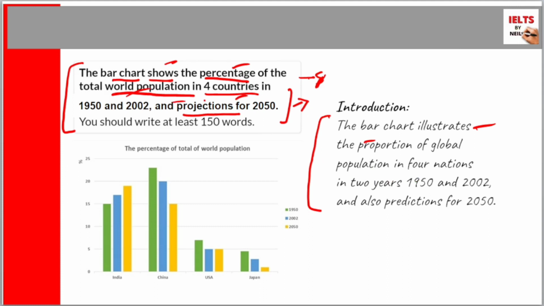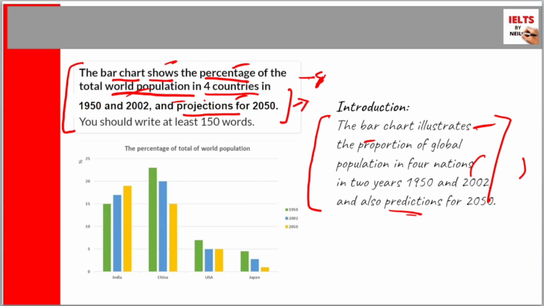And finally, predictions. Okay, so see, the bar chart illustrates the proportion of global population in 4 nations in 2 years, 1950 and 2002, and also predictions for 2050. So we have written all the information which is given in the question, and we have made our introduction. There's one more thing you can do: while writing 4 nations, you can write the names of the 4 countries in brackets: India, China, US, and Japan. That is also allowed, and using bracket information is good for academic writing.